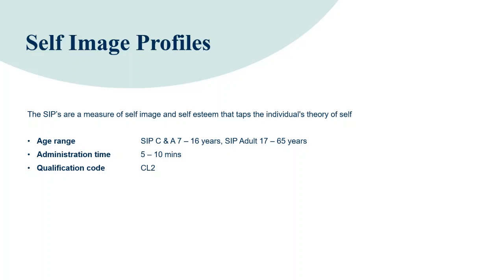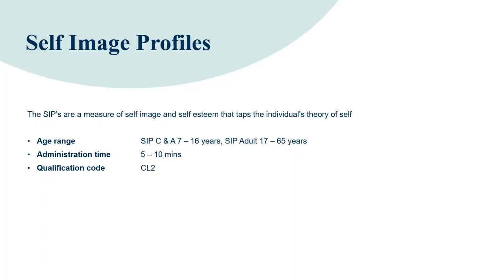Next, we have the self-image profiles. These are brief self-report measures of both self-image and self-esteem with UK norms. The self-image profile, or the SIP, has a child and adolescent version and an SIP for adults. For the SIP child and adolescent, there are 2 forms. The child's form is for ages 7 to 11 years, and the adolescent form is for 12 to 16 years.